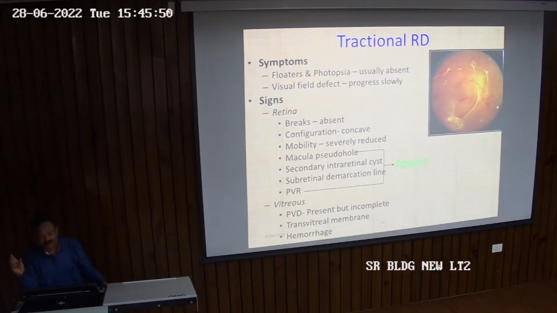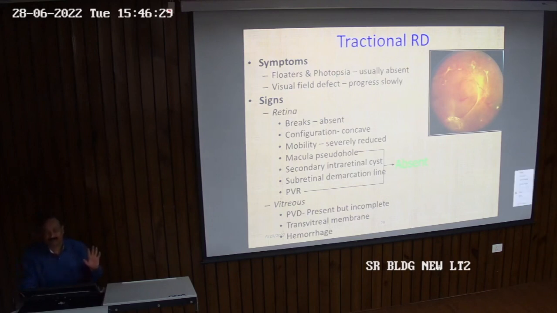The mobility of the retina will be severely reduced because there is fibrosis. There you can have a pseudo hole appearance, which can be at the macula or in the periphery. There can be subretinal demarcation lines because of the proliferations, and in the vitreous there could be a PVD present, or there can be hemorrhages or sometimes proliferations growing into the vitreous. You can see in this picture a crescent-shaped yellowish proliferation occurring on the retina and causing puckering of the retina inferiorly. So this is tractional retinal detachment.